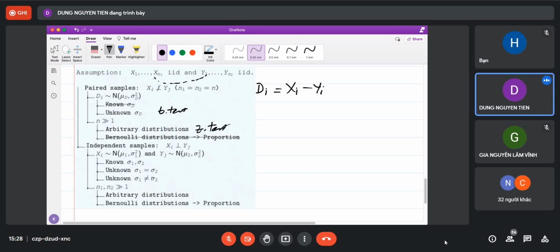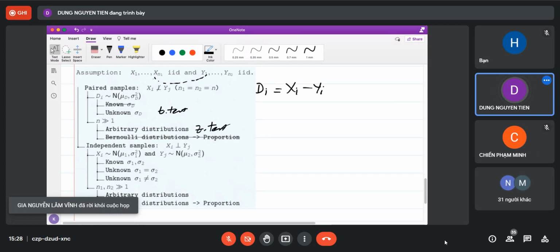Okay, if you don't know the distributions of the X and the Y, then you need an additional assumption that n1 and n2 are big. Okay, if the sample sizes are large enough, then we can use the central limit theorem to perform the test, even for arbitrary distributions or for Bernoulli distributions. For Bernoulli distributions, you can come up with the proportions. Okay, so this is basically the outline of what we are going to learn in this chapter.